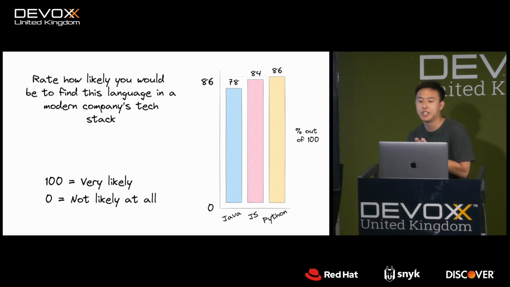And so, I asked them to rate how likely they would be to find this language in a modern company's tech stack. And this is a promising one, though. They said that Java would be about 78% likely, and Python and JavaScript would be the ones you would be most likely to find. I also asked for their written feedback, and there are a lot of interesting quotes that I think will be enlightening in this case. So do remember this graph as we move on.